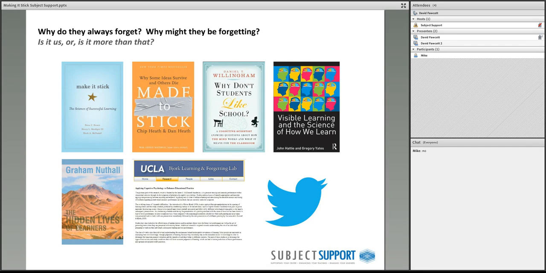Okay, I really would recommend, especially, Why Don't Students Like School by Daniel T. Willingham, and Make It Stick is a great book in the top left-hand corner, and The Hidden Lives of Learners by Graham Nuttall, again another fantastic book, just for opening up and explaining things a little bit better.